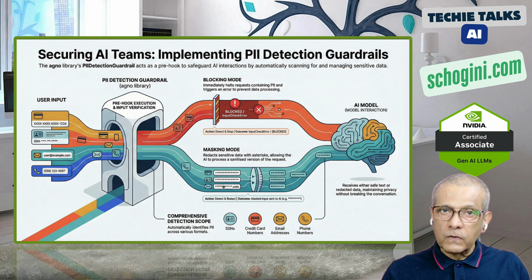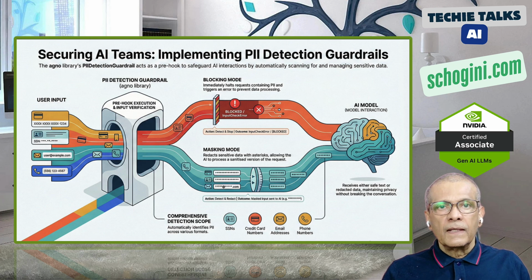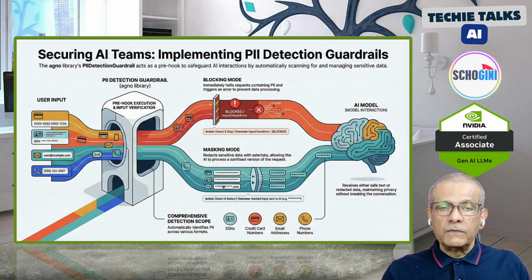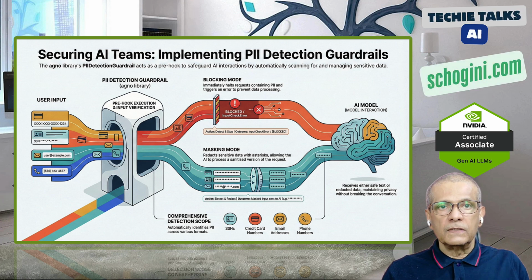This is from the Agno cookbook itself. So the modes are blocking mode, when safety matters more than convenience, and masking mode, when usability matters without violating privacy. And we will see how to embed this into team-based agent workflows, where the guardrail acts as a pre-hook before the LLM ever sees the message. So we are going to see how to introduce pre-hooks in agents.